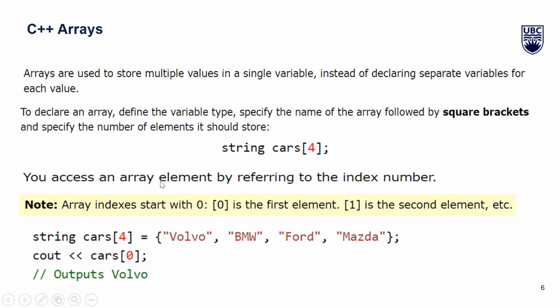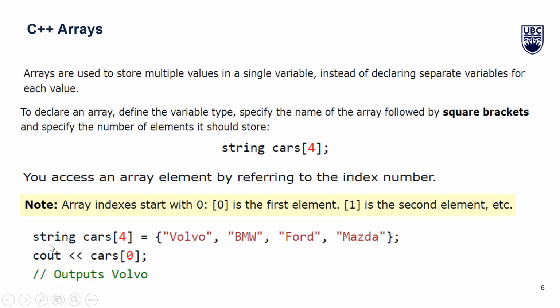You can access an array element by referring to the index number. Remember from our first lab, we use the index to refer to the elements inside the arrays. Remember also, we count in C++ from 0, not from 1. So index of 0 refers to the first element inside our array. Element of 1 is the second element of our array.